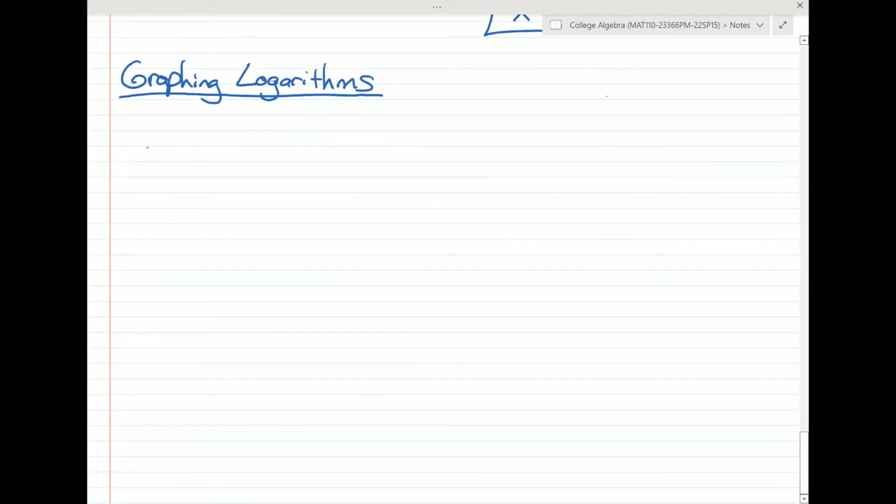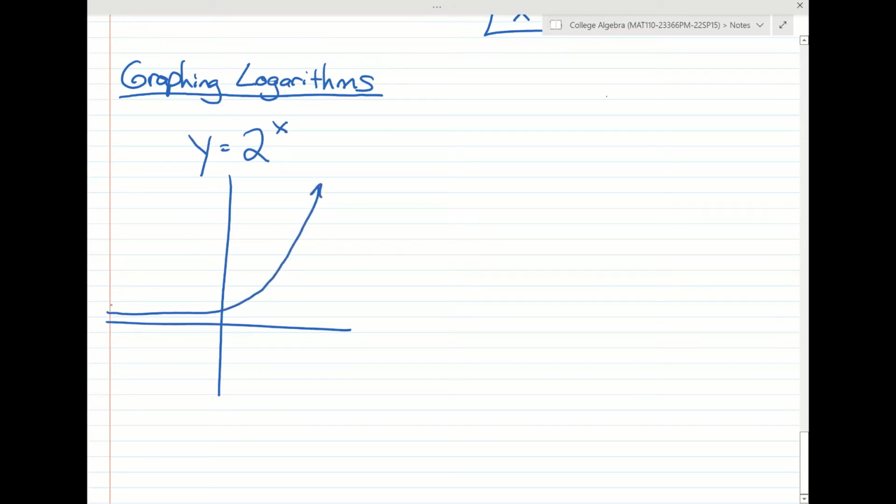We talked a little bit about graphing exponential functions in our last class. So remember, y is equal to 2 to the x from the last time we worked together. This graph looks like this. We said that it looks like a hockey stick. The y-intercept was 1. We also had a horizontal asymptote of y equals 0.